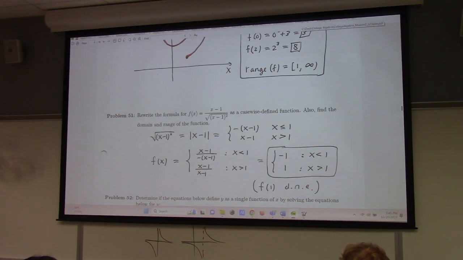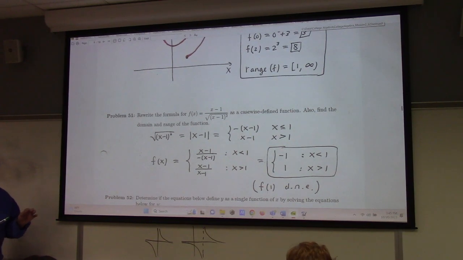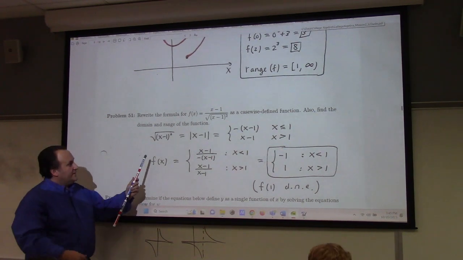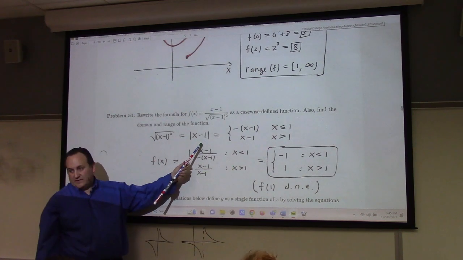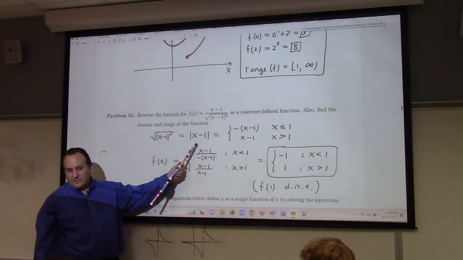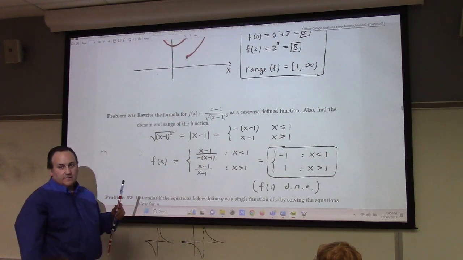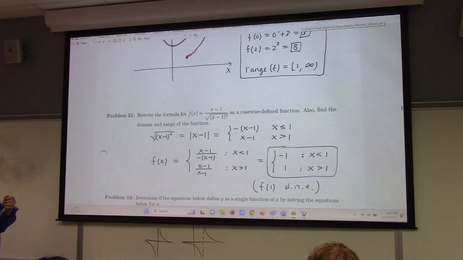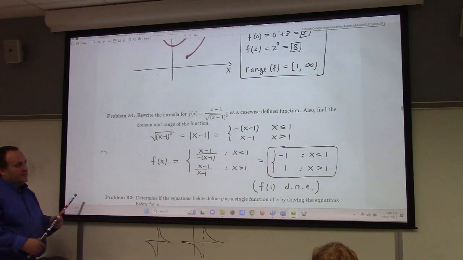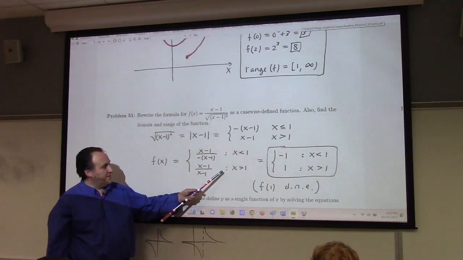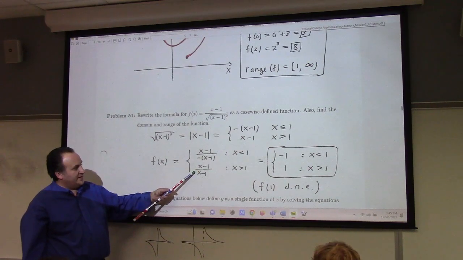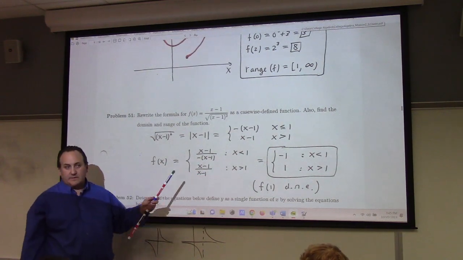Problem 51 is a little sneaky. The thing is, the square root of something squared is actually a case-wise defined function in disguise. The reason is that this is the absolute value of x minus 1, which then means the two cases are this and that. Depending on whether you're less than 1 or greater than 1, it gives you this or that, which simplify, of course, to minus 1 and 1.